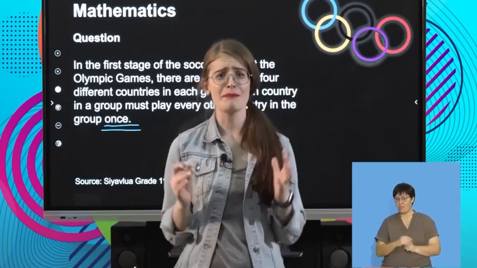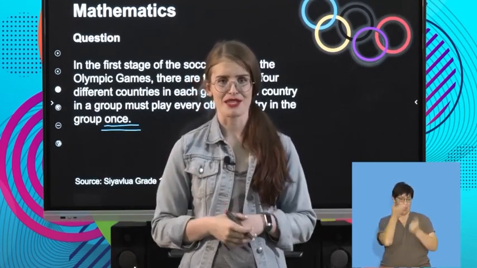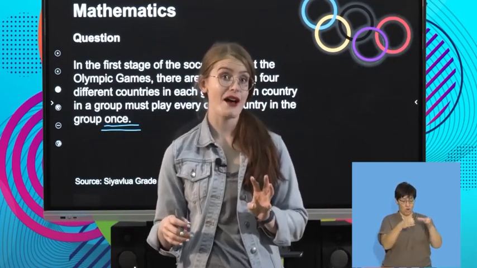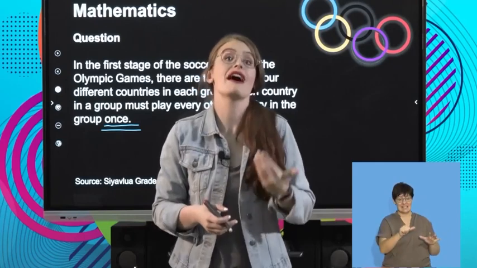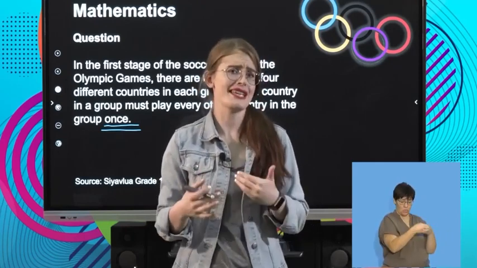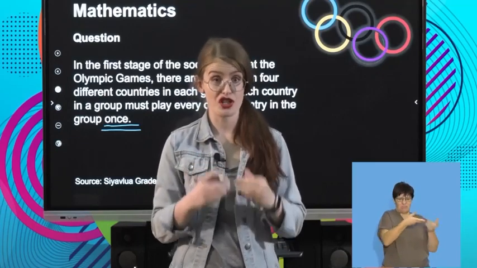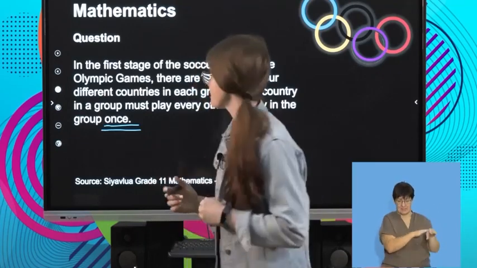But now we are imagining that we're at the Olympic Games. There's one group with 4 countries. Each of them are going to play each other once. We're then going to have a look at what would happen if there were 6 teams in a group rather, and 5 teams in a group. And we're going to see how many matches would be played. So let's have a look at the actual questions for this example.